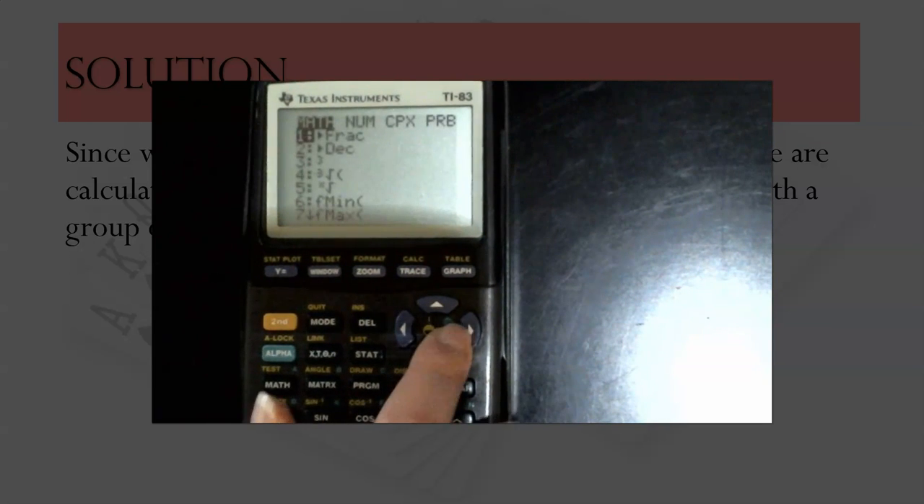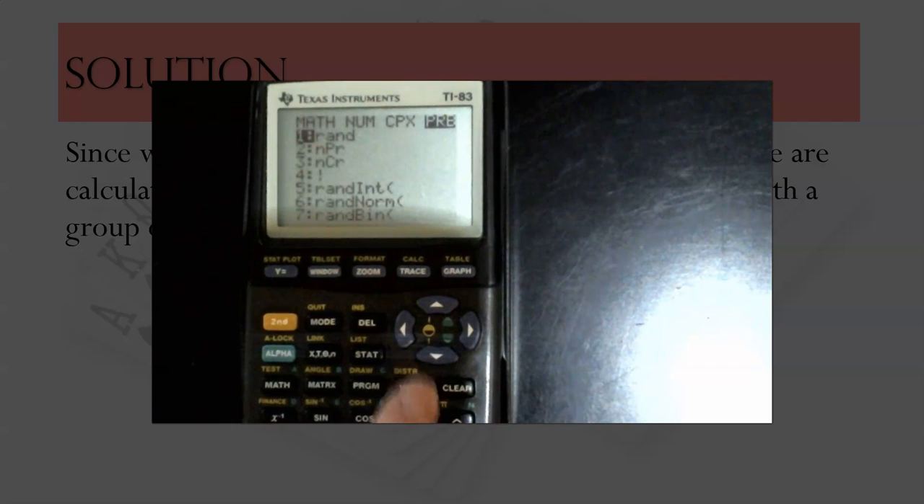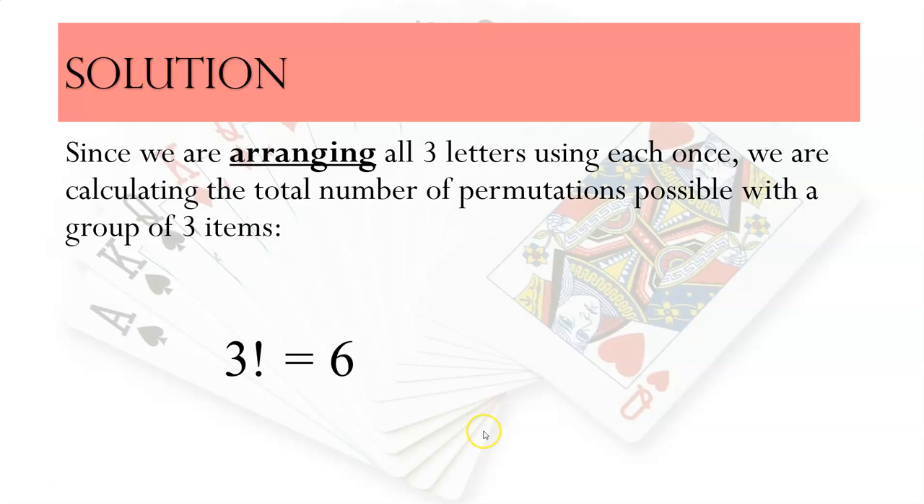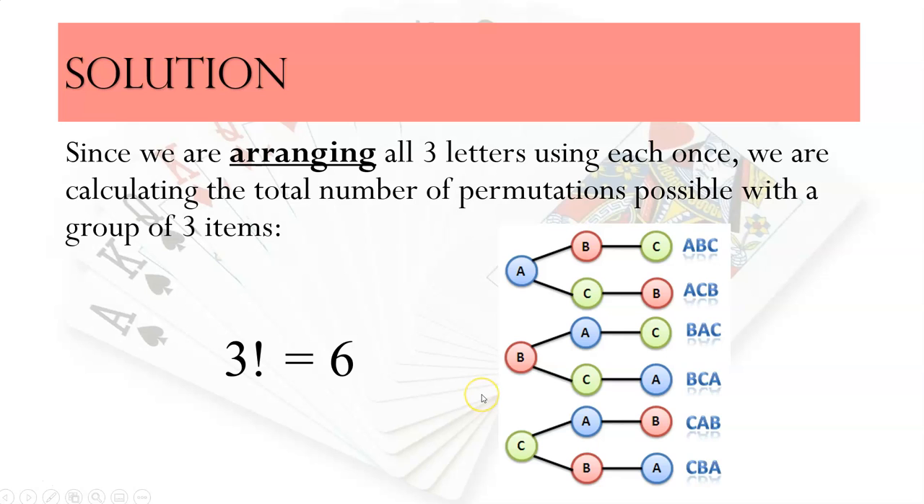One more time for practice. You press 3, then go to PRB, and then scroll down till you see your factorial key. Press enter to choose it. Press enter again for it to calculate it for you. If you're curious as to what that looks like, here are all of the different ways you could rearrange those 3 letters.